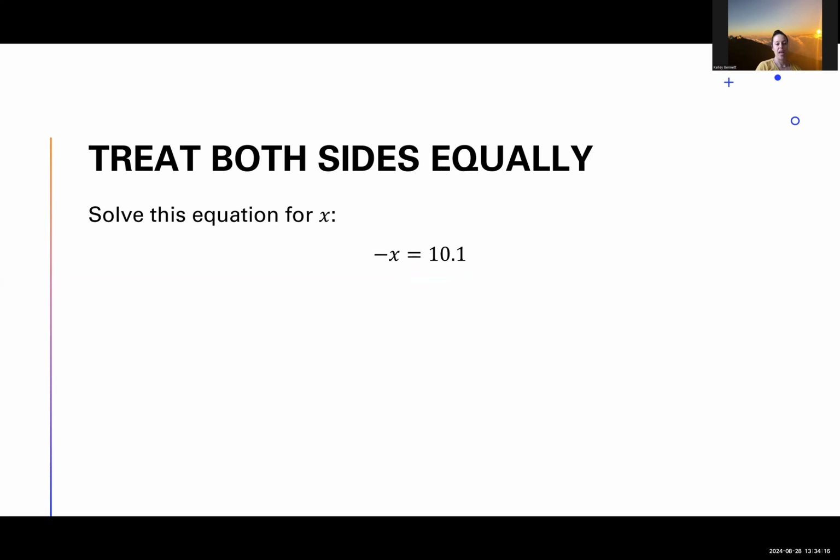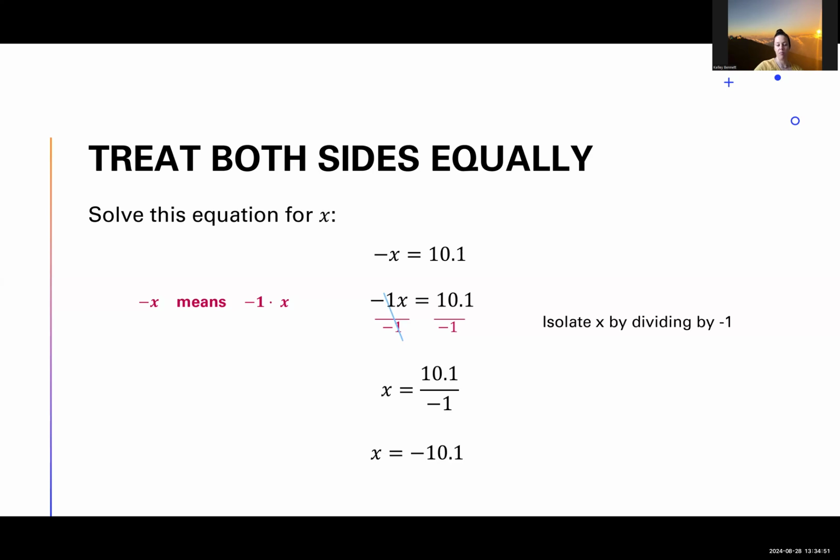In this example, we have negative x equals 10.1. So there's no number in front of the x, just a negative sign. What this actually means is there's really a negative 1, and it's just understood even though it's not written. So now that we know it's negative 1, we can cancel by dividing by negative 1. On the right-hand side, if I divide a number by negative 1, all that does is change the sign. So I do have 10.1 over negative 1, and that is the same as negative 10.1.